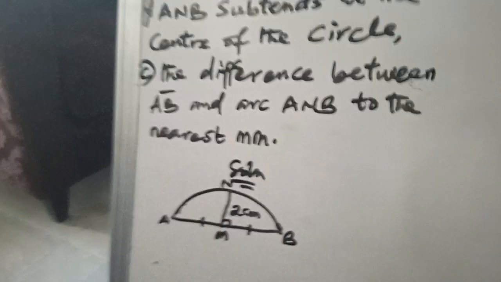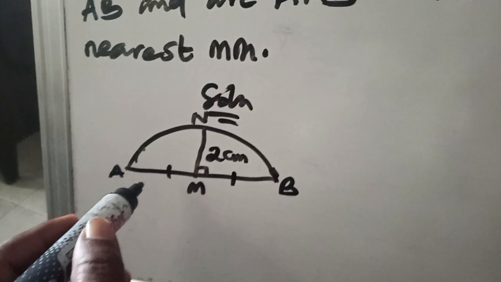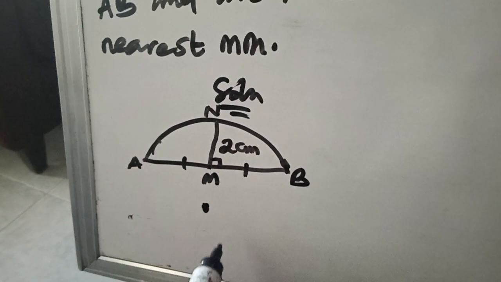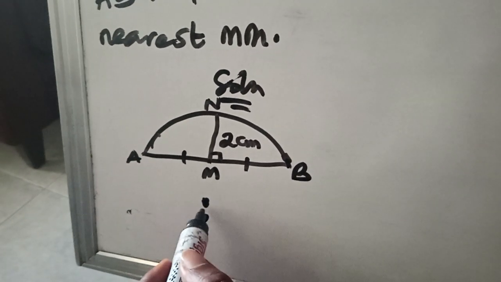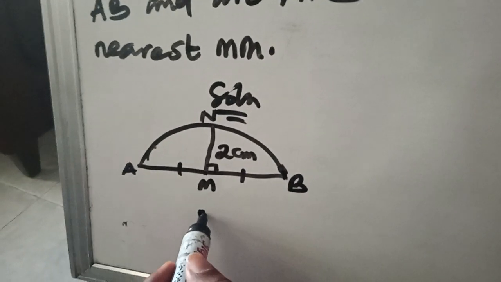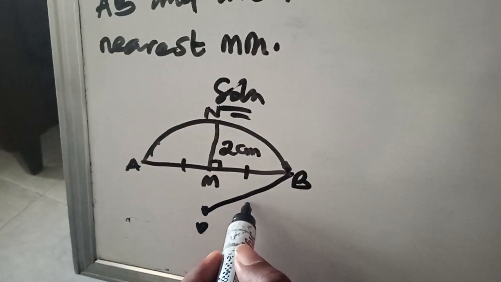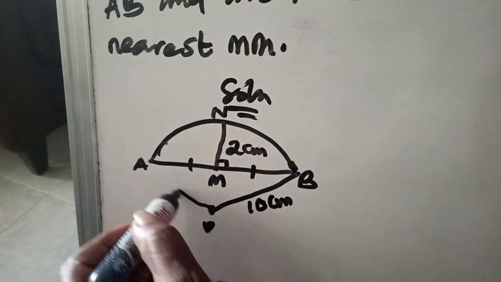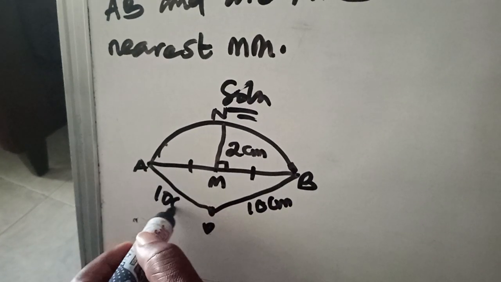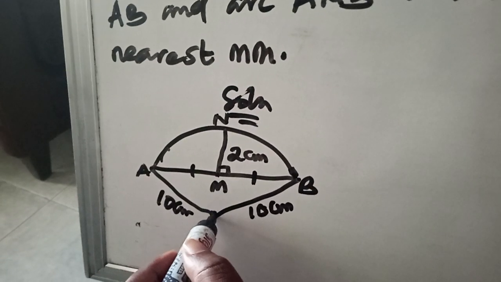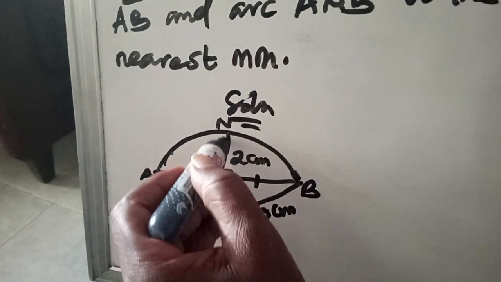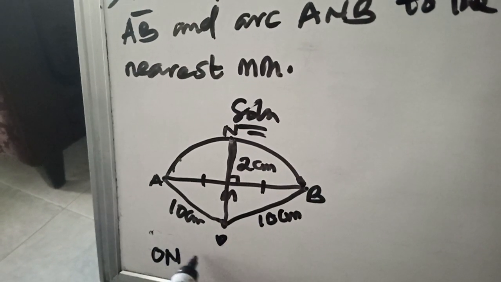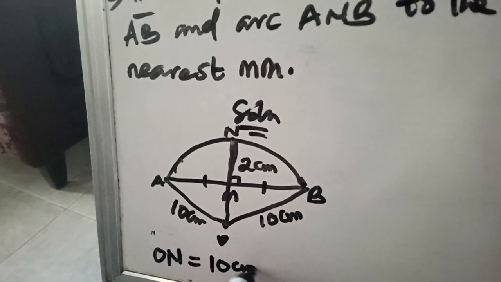So now this is the solution. Still using the same figure, if we mark the center, let's say this is the center, O, a line drawn from the center to the circumference will give me a radius, which is 10 centimeters. From the center to the circumference will give me another radius, 10 centimeters. Then from the center again, O, to the circumference, another 10 centimeters. That means ON is equal to 10 centimeters.